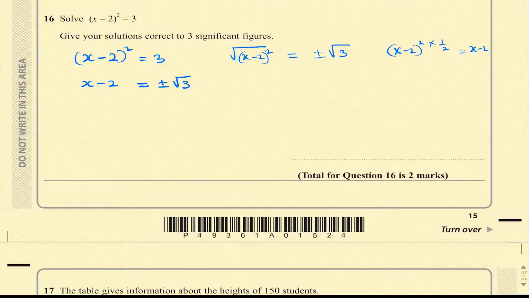Right, so what we now need to do is add 2 to both sides to have x on its own. So x equals 2 plus or minus root 3. So the first value of x will be x equals 2 plus root 3, and that gives us 3.73 in 3 significant figures. And the second x will be x equals 2 minus root 3, and that gives us 0.276. That will be in 3 significant figures.